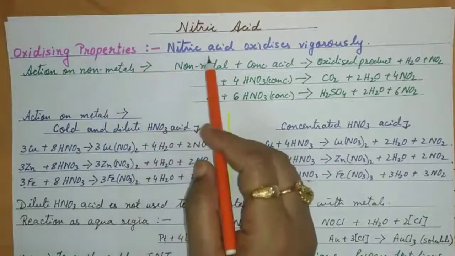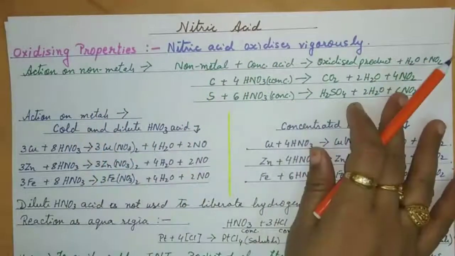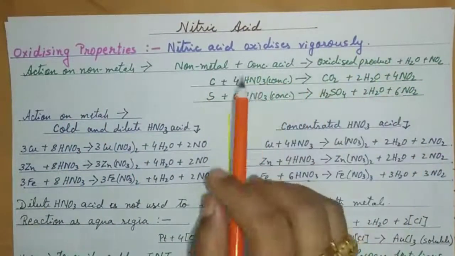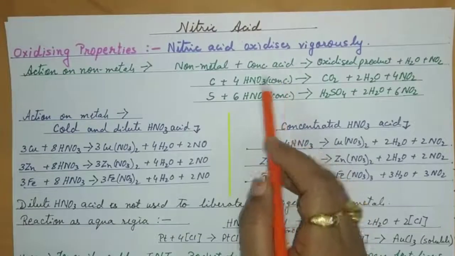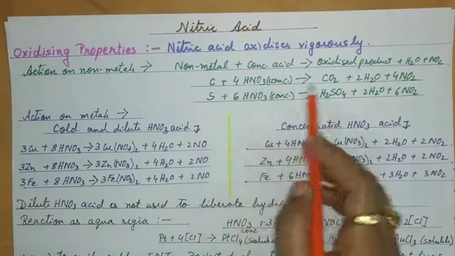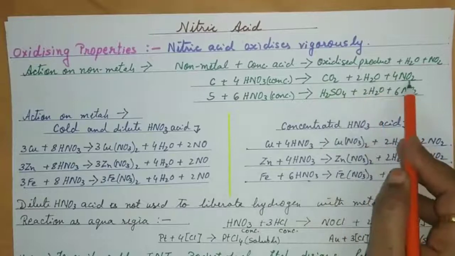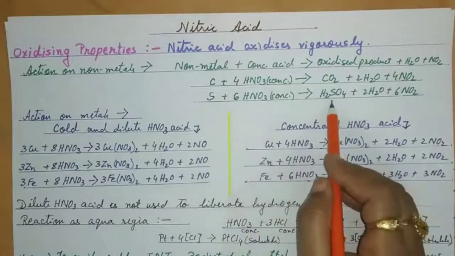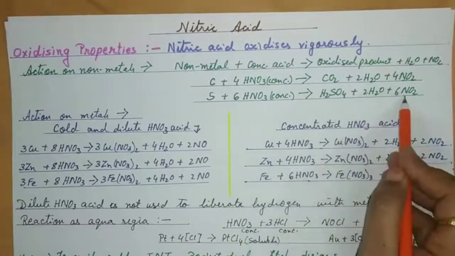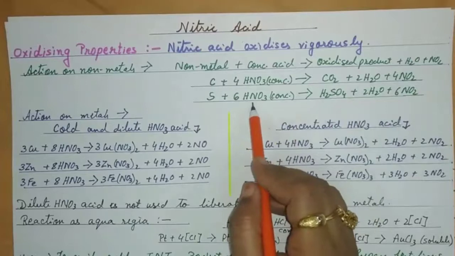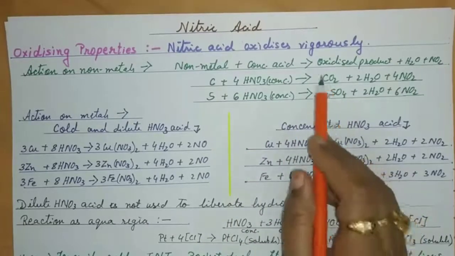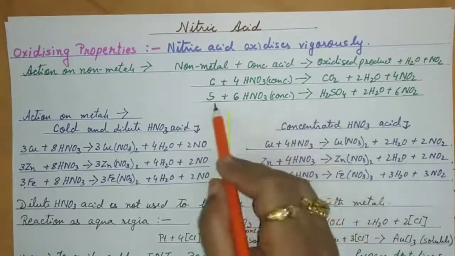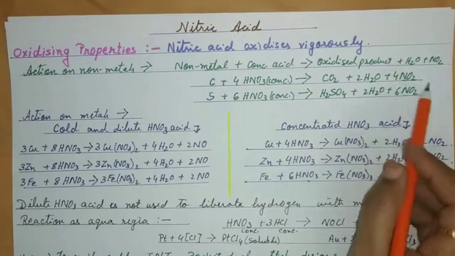Next part of the chemical properties of nitric acid. Oxidizing property, because nitric acid oxidizes vigorously. It oxidizes metals, it oxidizes non-metals also. But here we are talking about concentrated acid. So carbon with concentrated nitric acid gives you carbon dioxide, water and nitrogen dioxide. Sulfur with conc nitric acid gives you sulfuric acid, water and nitrogen dioxide. So this is a non-volatile acid, this is a volatile acid. So what is the chemical equation to prepare a volatile acid from a non-volatile acid? That is, this equation is very important. Many questions are put for this.